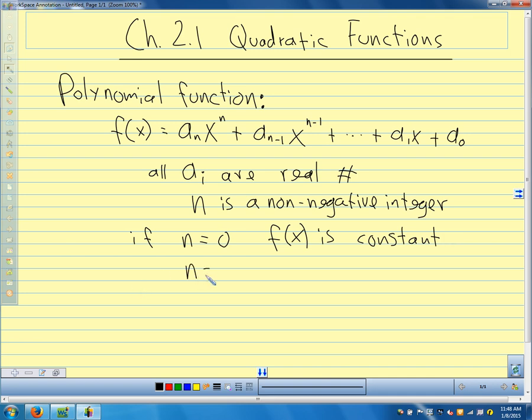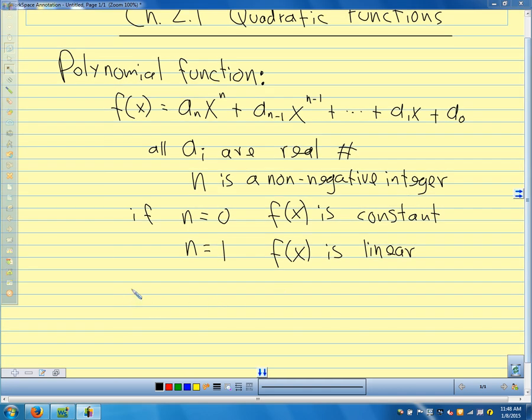What about if n equals 1? What happens if our highest exponent is 1? What kind of function do we have? f of x equals 2x plus 3. What is that? A line. That's a linear function. We study a lot of linear functions in algebra. We like when we have linear functions because they're well behaved. What we're interested in today is if n equals 2, our highest exponent is 2, we have a quadratic function.